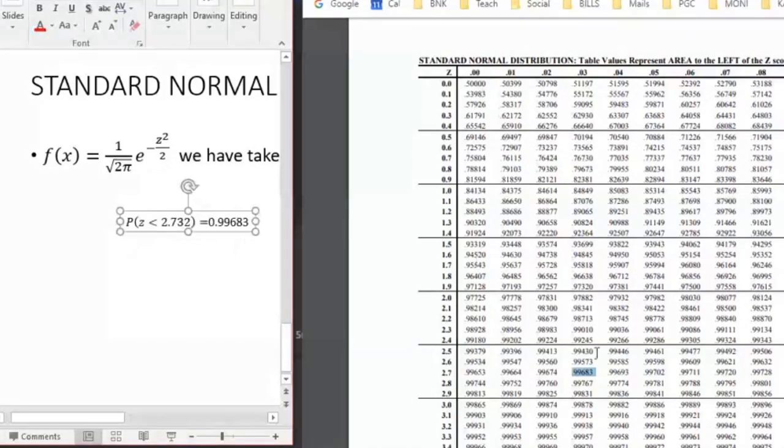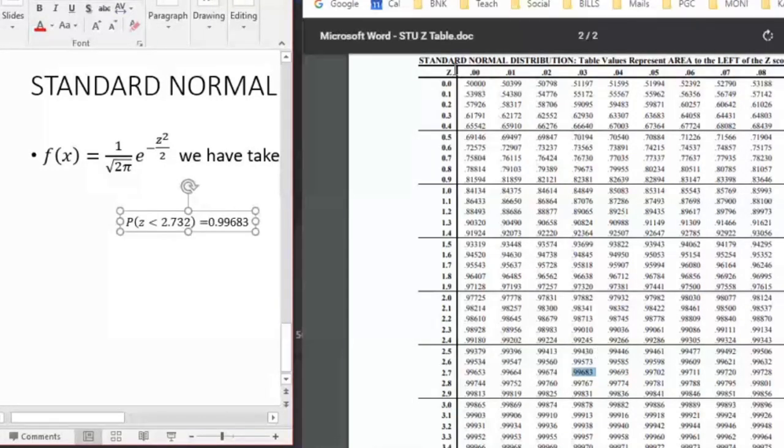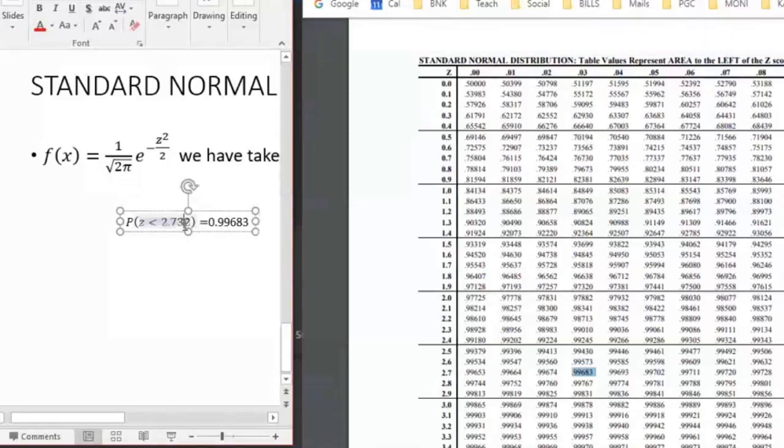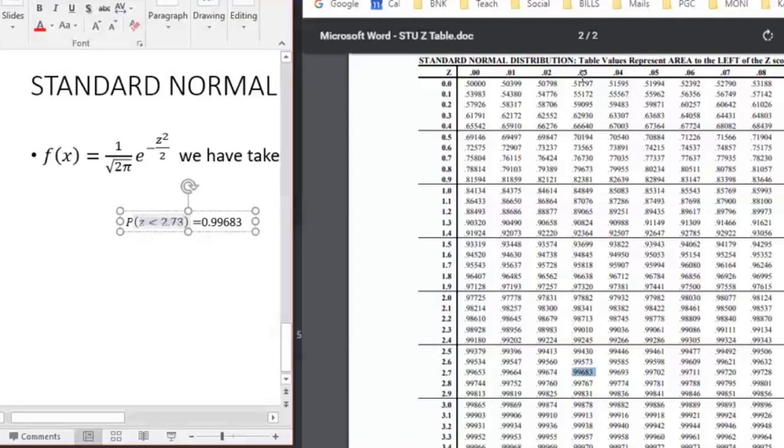Normally the values will be in terms of z, not x. Why, I will tell you later. So 2.7 in the left margin, 3 here. Some big tables have a third decimal value also, but from the exam point of view, even if you get a third value, just leave it. Take 2.73: 2.7 in the left margin and 0.03 in between, 0.99683. That is the value.